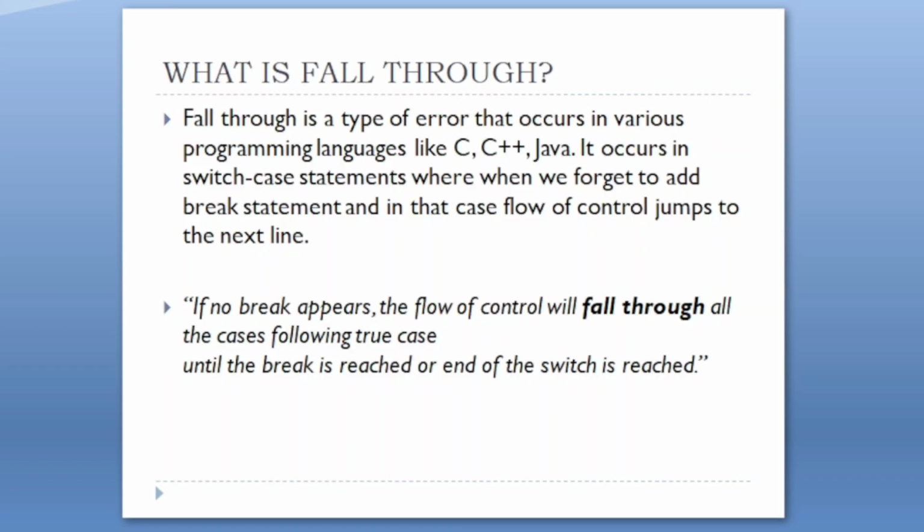Now, moving on, we come to the concept called fall through. What is fall through? Fall through is an error that occurs in various programming languages like C, C++, Java. It occurs in a switch case statement when the programmer forgets to add a break statement, and in that case, the flow of control jumps into the next line, which basically means if no break appears, the flow of control will fall through all the cases following the true case until a break is reached or the end of the switch is reached.